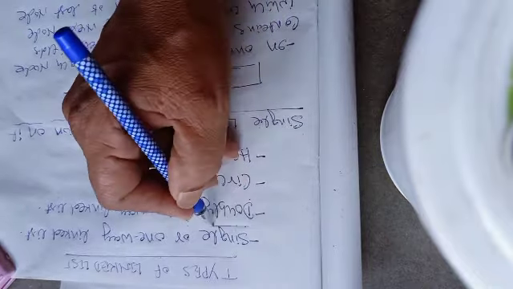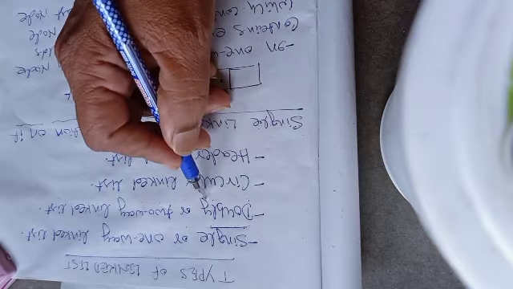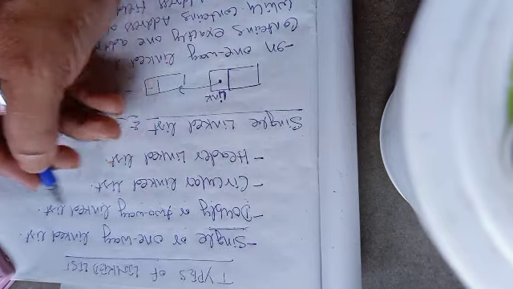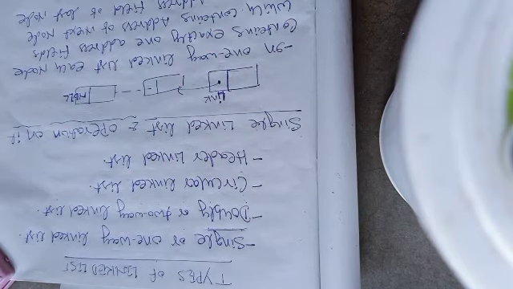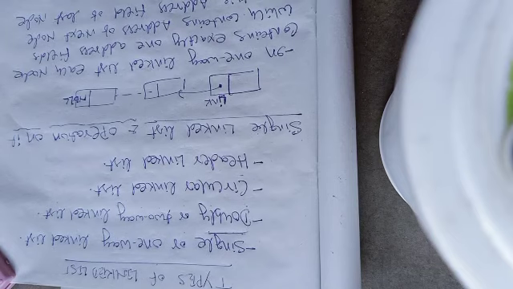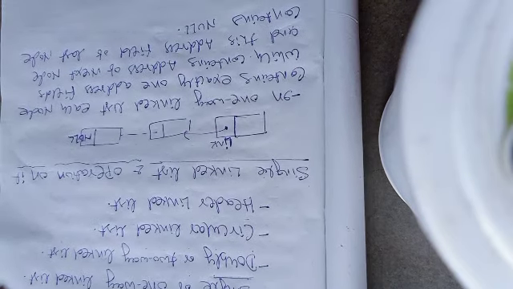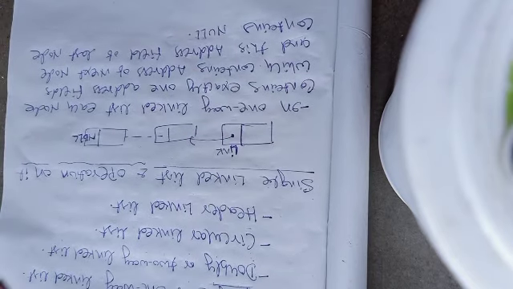Single linked list is also called one-way linked list. Then we have doubly linked list, which is also called two-way linked list. The third is circular linked list, and the final one is header linked list. Now let us talk about single linked list first. When we say single linked list, what does it mean?